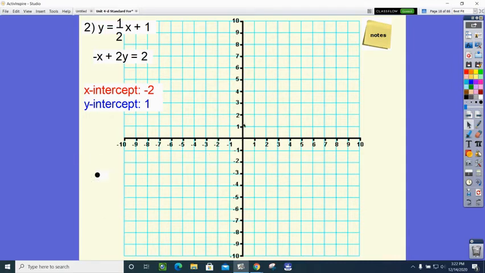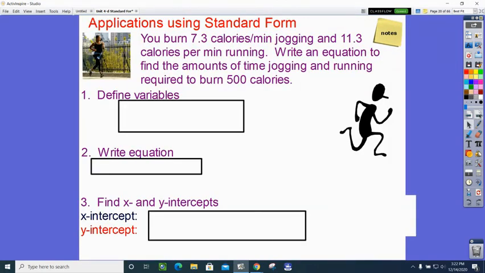We're going to put the y-intercept at 1, connect them with a line, and that's how we graph using standard form. So we have talked about switching slope-intercept to standard form. We've talked about standard form and finding the x and y-intercepts and using those to graph. So we have one last thing to do today. Where the heck does this get used in the real world?